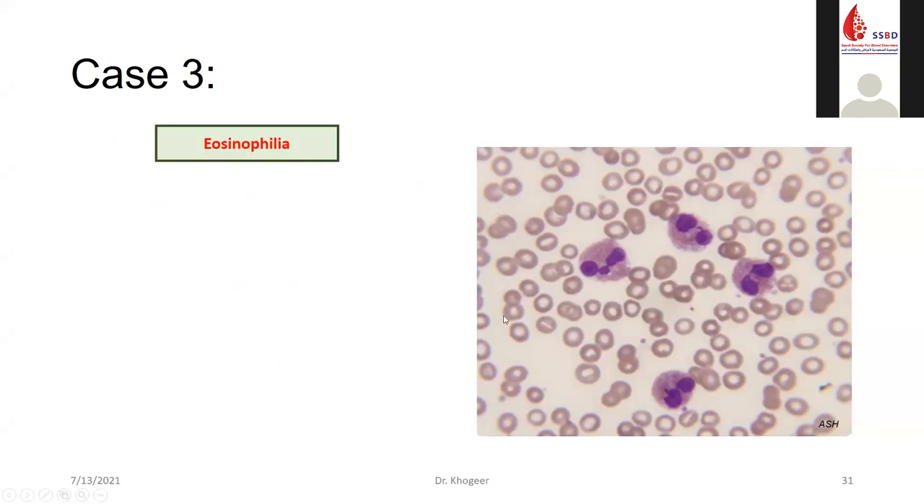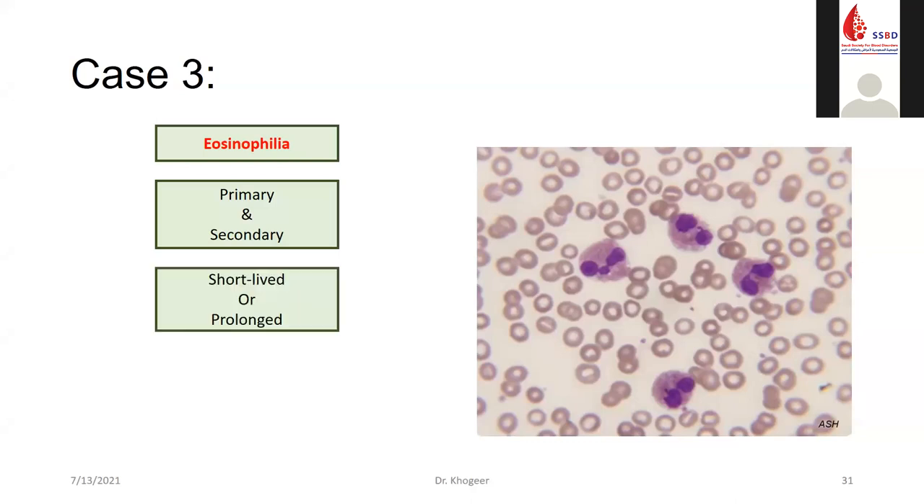So this patient has eosinophilia, and eosinophilia can be primary or secondary. Primary means the eosinophils are neoplastic, such as those associated with MPN. Secondary is like that involved with a reactive process, like infection, mainly with parasites, or allergic reaction, like asthma or atopic dermatitis.